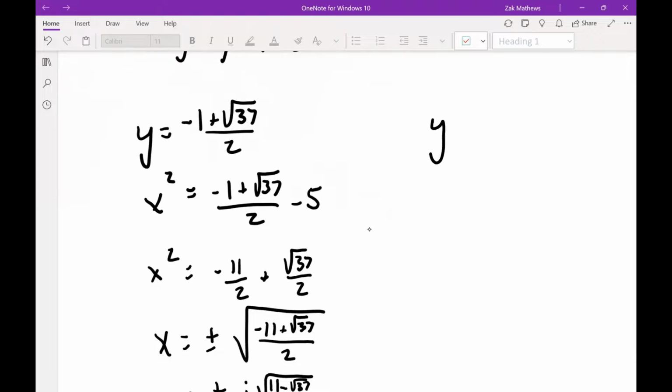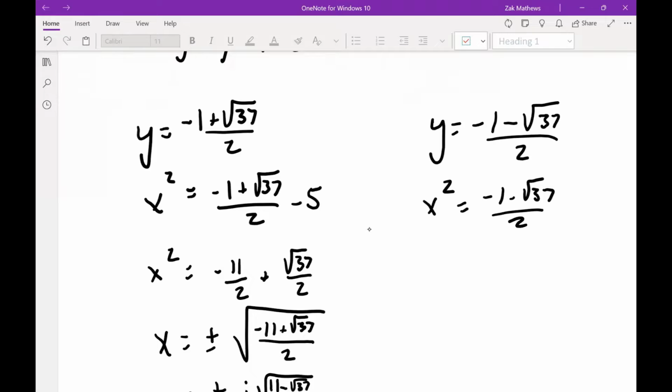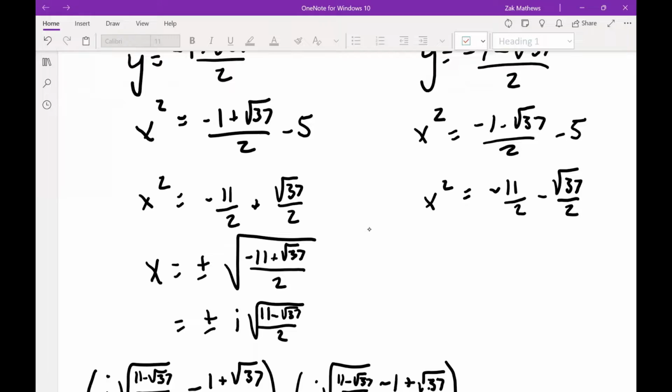I'm also going to take y is equal to the negative 1 minus square root of 37 over 2. I'm going to do the exact same thing. So I'm going to plug in x squared equals negative 1 minus square root of 37 over 2 minus 5. Combining like terms, it's going to look exactly the same as what I have directly to the left, other than just the sign between the negative 11 and 37 is going to be a minus. I'm then going to take the square root, so x is equal to plus or minus square root of negative 11 minus the square root of 37. Those both were over 2, so I'm going to put it over that common denominator.